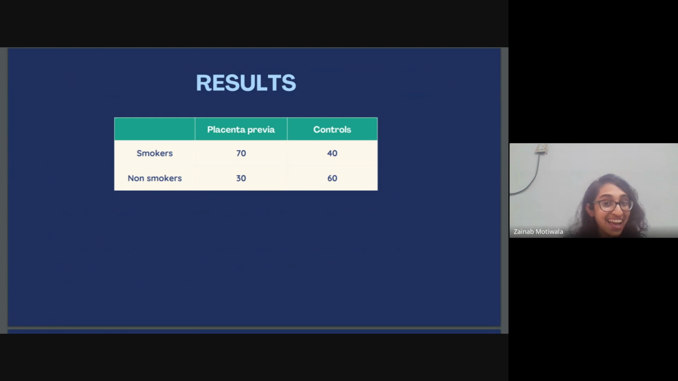Okay, so now we have an example, the same one that we've been following throughout this entire presentation. We have placenta previa patients and controls, and then we have smokers versus non-smokers. We found values for this and put them in a tabular form. Would anyone like to tell us what the answer would be? Again, it would be A into D divided by B into C in terms of values. Can you put that in the chat box? What do you think should be the answer for this?